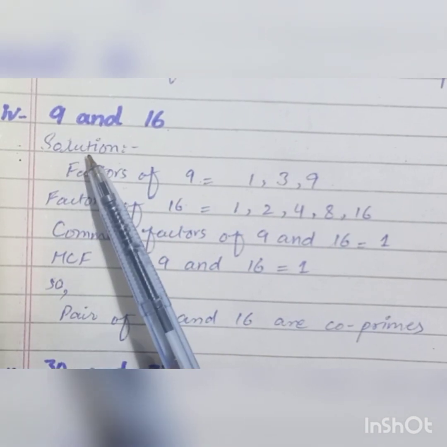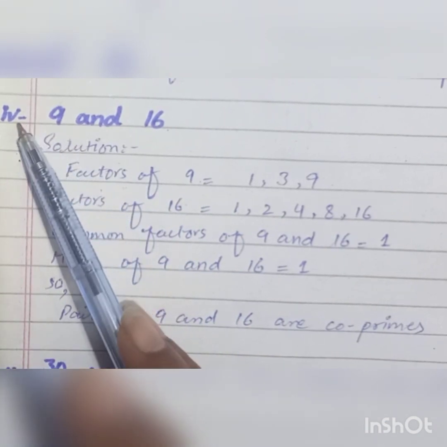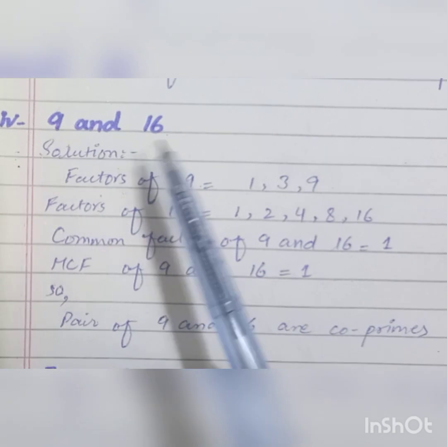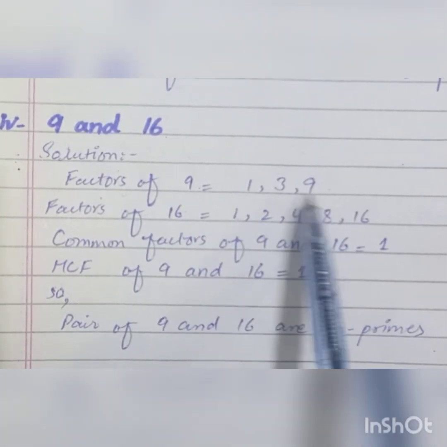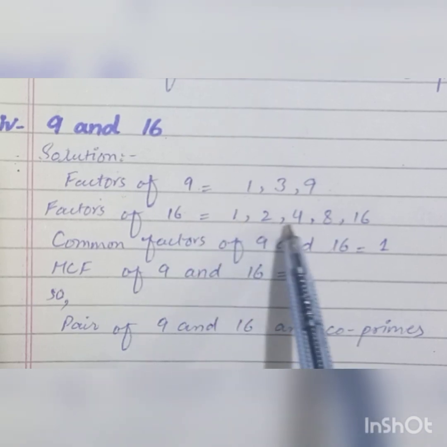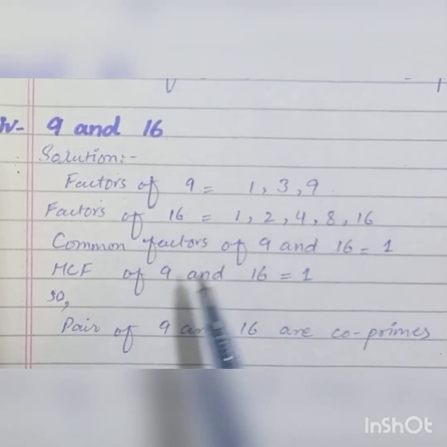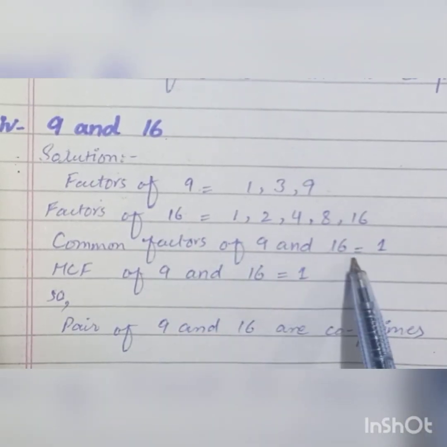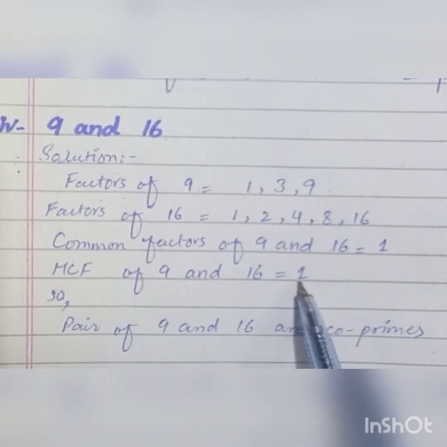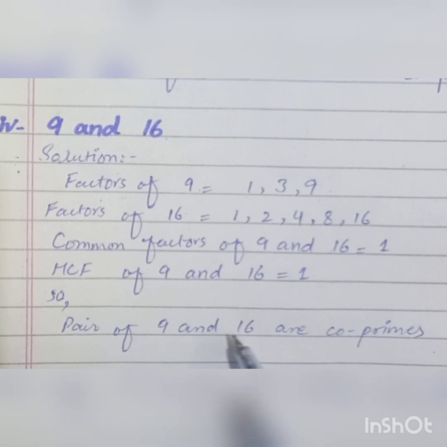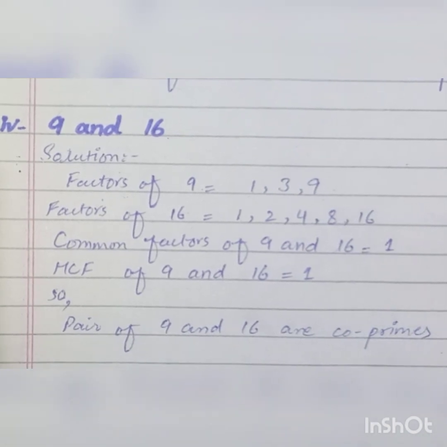Students, part number 2 and 3 is in your homework. Let's move towards the part number 4, that is 9 and 16. And the solution is factors of 9 are 1, 3 and 9, and the factors of 16 are 1, 2, 4, 8 and 16. Now see, common factor of 9 and 16 is 1, as HCF of 9 and 16 is equal to 1, which shows that the pair of 9 and 16 are coprimes.